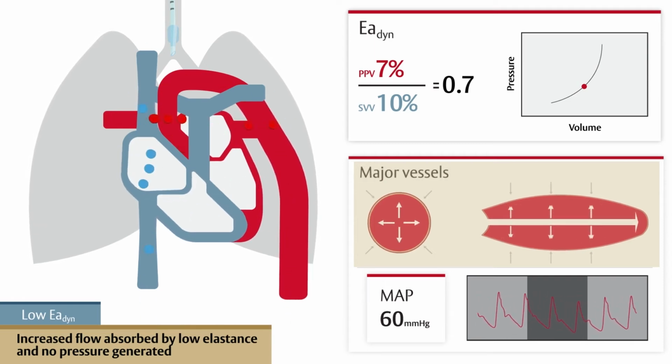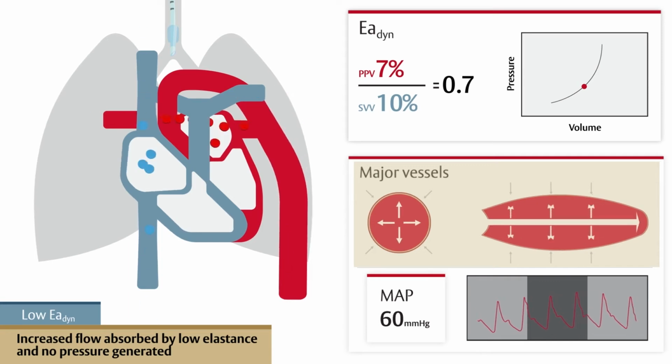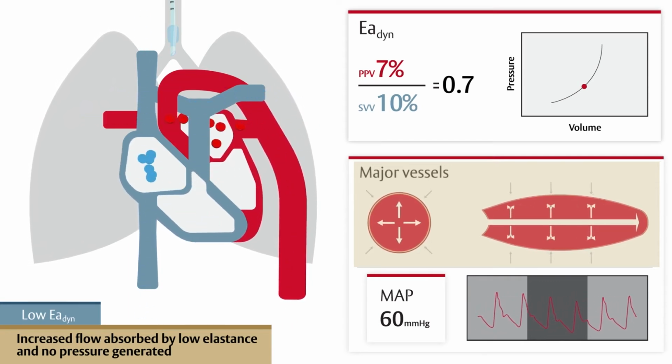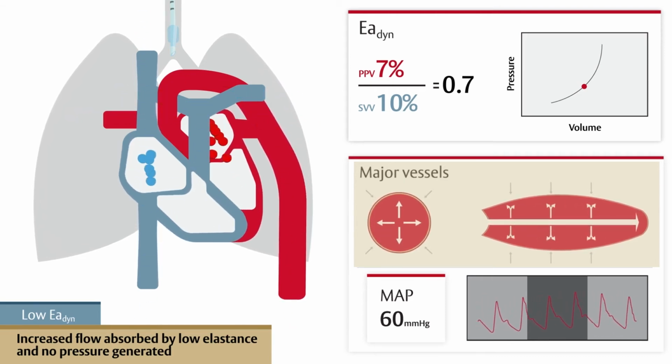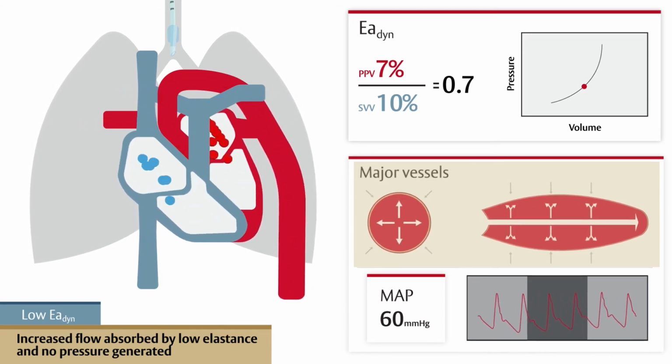This increase in volume does not generate an increase in pressure in this situation because the energy is absorbed by distension of the arteries, generating less pressure. We can think of this as similar to adding extra volume to a balloon that's been blown up many times. Since the balloon is easily distended, the extra volume generates very little increase in pressure.